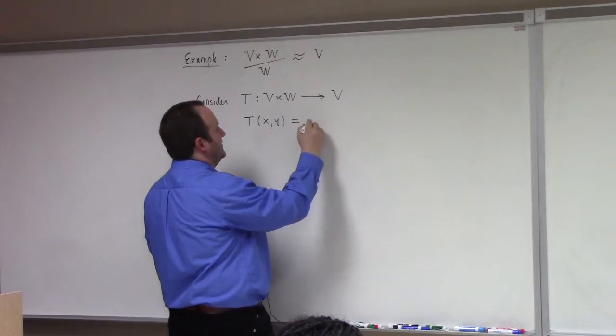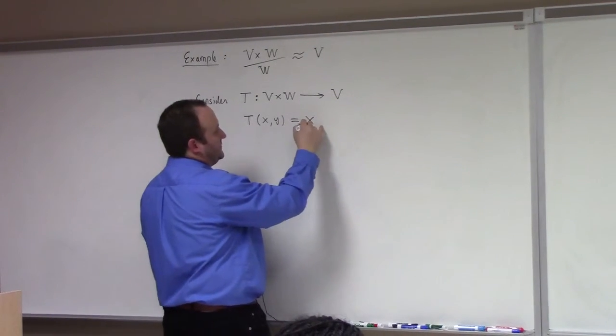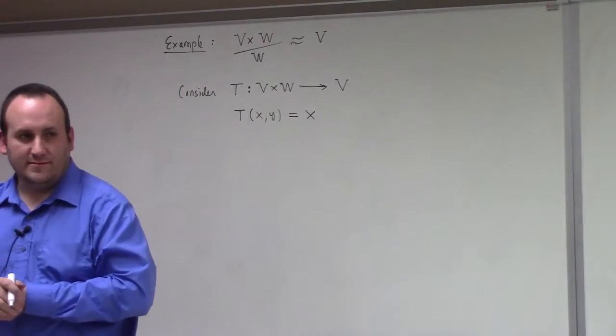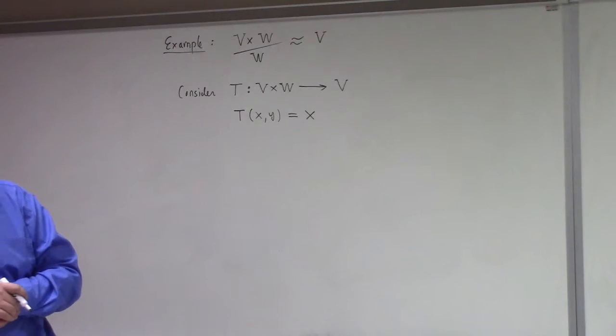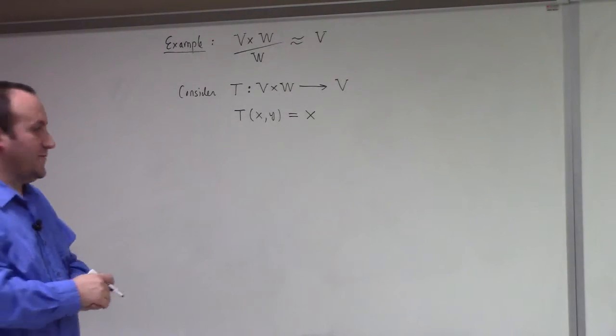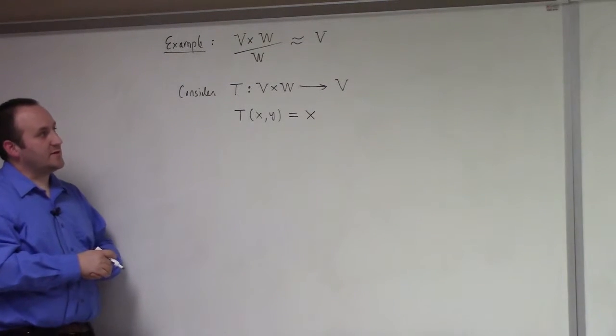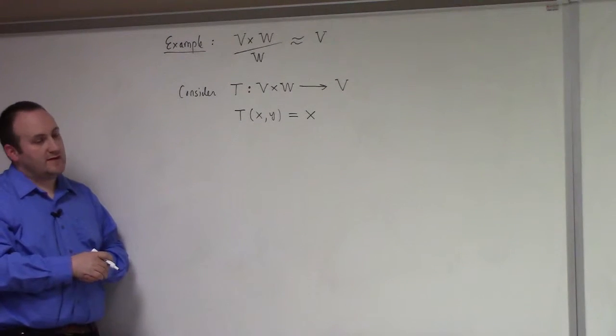Let's see here. I think you just want x. I mean, that's kind of like it. You might ask me, where did this come from? I can't really answer that for you. But there it is. That's a mapping that goes from the Cartesian product of V and W to V again.